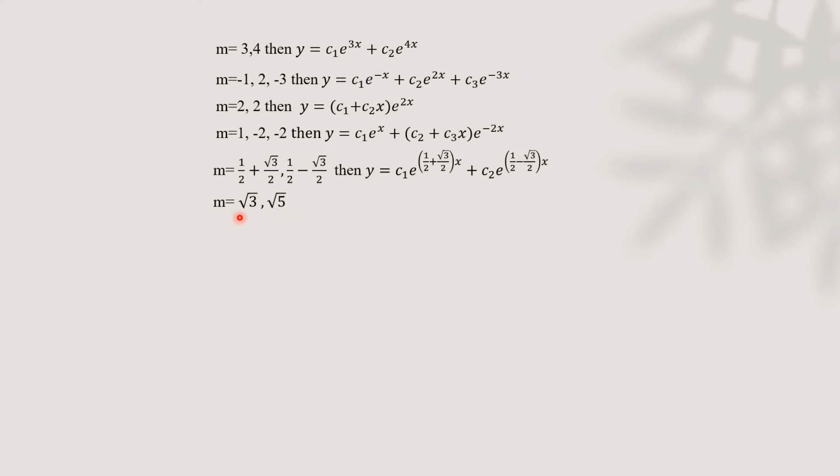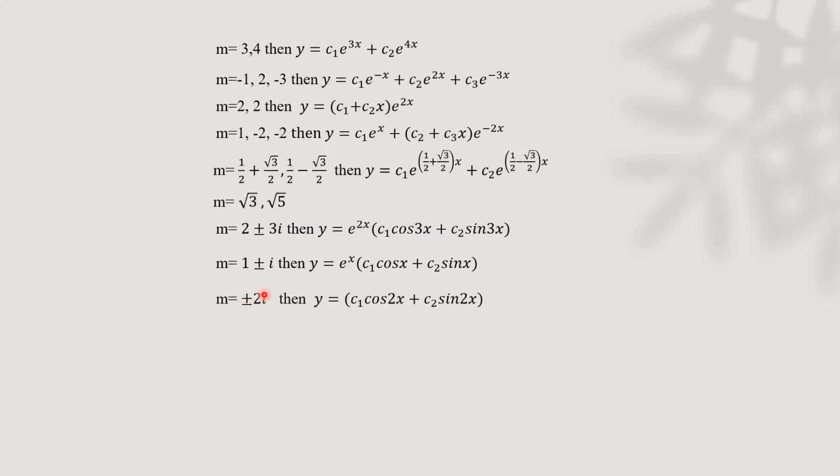If we have the roots as root 3 and root 5, guess the answer. Try by yourself. If the roots are 2 plus or minus 3i, then y equal to e power 2x. Since we have both real part and imaginary part here, we can represent the solution as e power 2x times of c1 cos 3x plus c2 sin 3x. If the roots are 1 plus or minus i, then the solution is y equal to e power x times of c1 cos x plus c2 sin x.